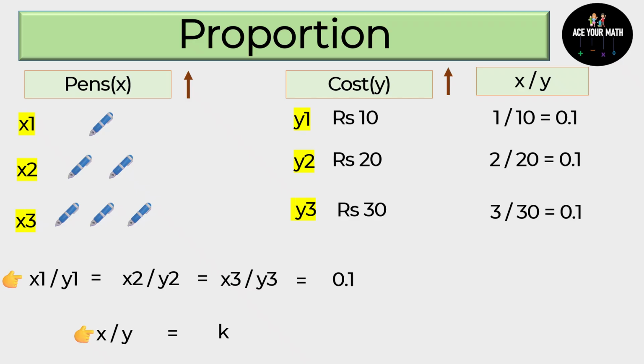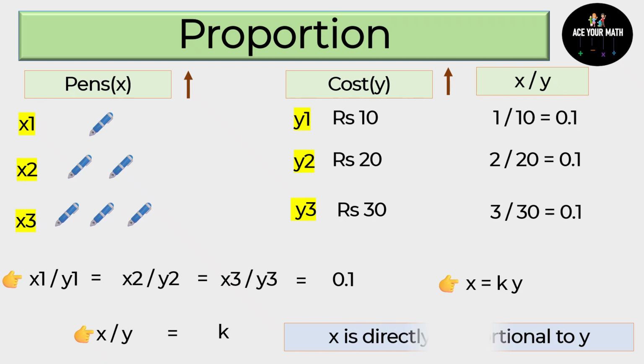So k is constant. So whenever x is increasing and y also increases in the same ratio, or if x is decreasing and y also decreases in the same ratio, then you can say that x and y are in direct proportion. Okay, so now you can write x equals ky. So this indicates that x is directly proportional to y. Now we'll see a few more examples.